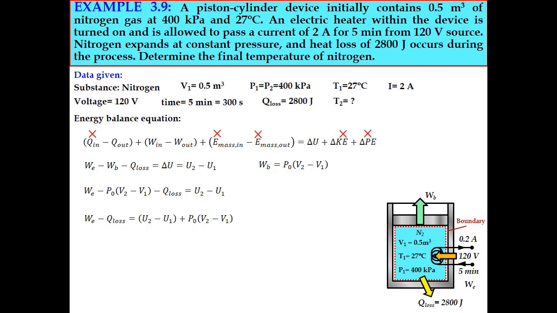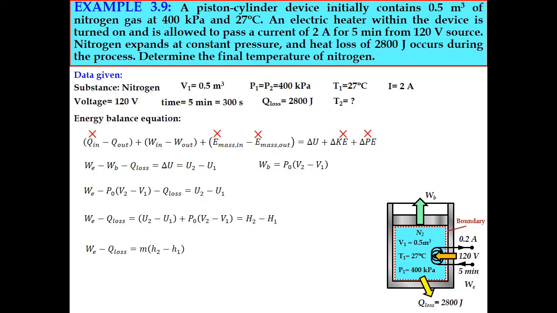Okay, so rearrange the equation. We get WE minus Q loss equal to U2 minus U1 plus P naught multiplied by V2 minus V1. And this term, U2 minus U1 plus P naught multiplied by V2 minus V1, is actually the enthalpy difference, H2 minus H1. So we change the equation slightly in terms of enthalpy.